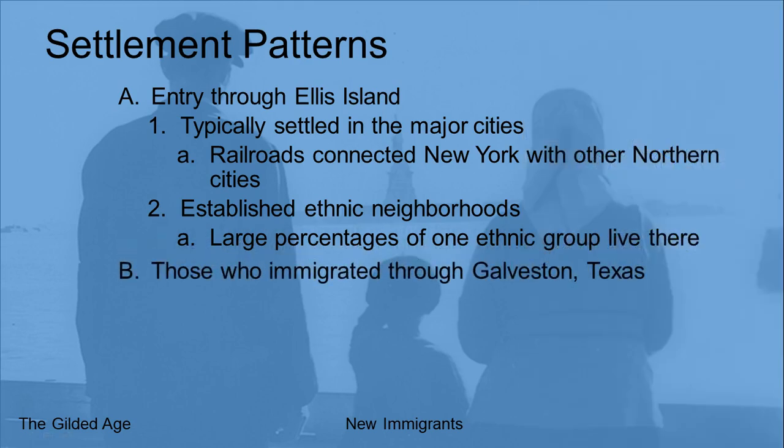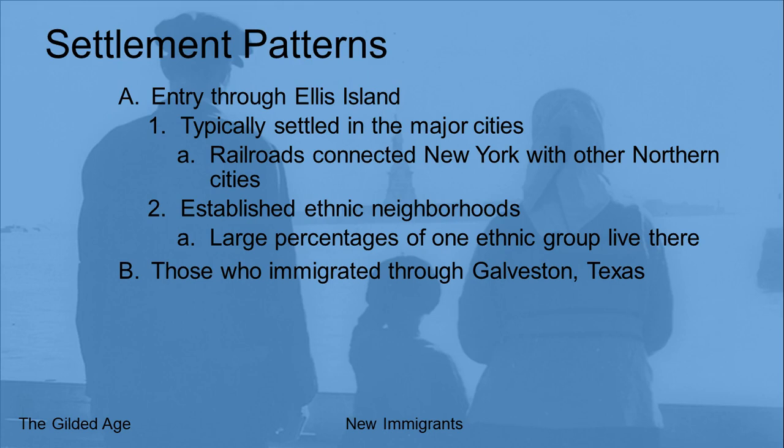Now, the second major point of immigration for the new immigrants in the Gilded Age is through Galveston, Texas. We may not think of Galveston as a major immigration point. In the early 1900s, it'll be destroyed by a hurricane. But prior to that, it is the second largest point of immigration for the United States from Europe.